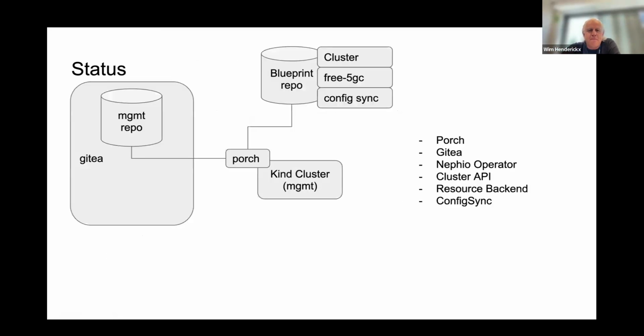But after this step is done, what we should have is a kind cluster. Porch is running in it. There's a management repo already associated with Porch. And there are some blueprint repos that have a bunch of things in them. And these are some software components that run in the kind cluster. Okay. So nothing new, I think, except that you see that within the Nefio operator, there are 2 additional controllers running there.